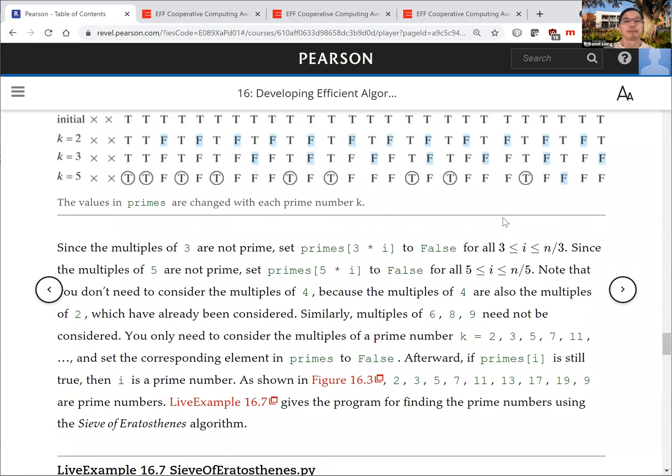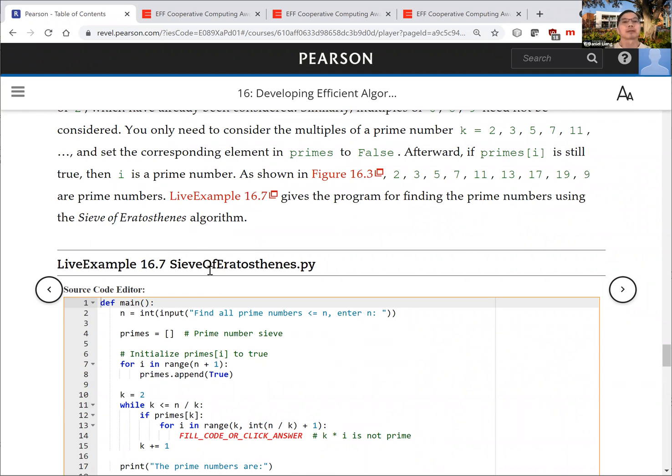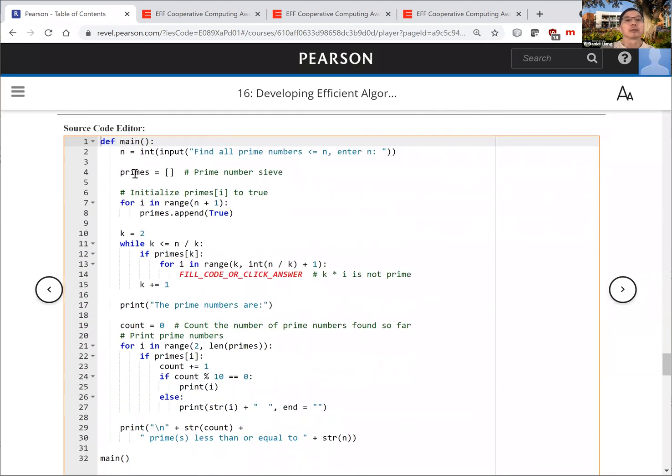Now we're going to look at the implementation of the sieve of Eratosthenes. Here we prompt the user to enter n, and we find all prime numbers less than or equal to n. Right now it's an empty list of prime numbers, and we append true for all i in the range from 0 to n.